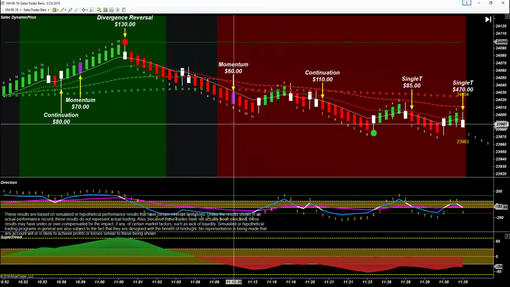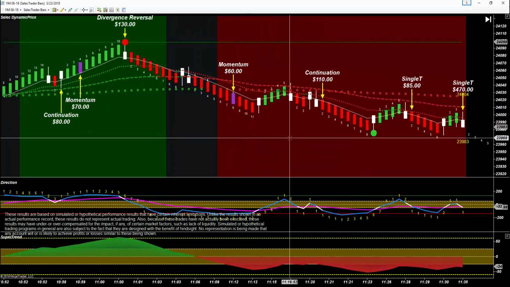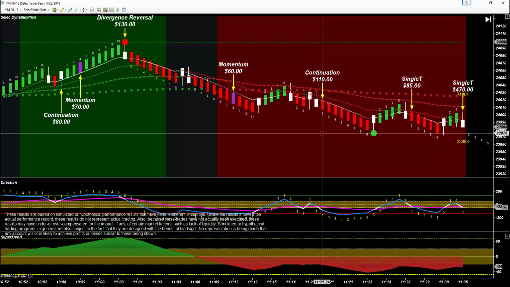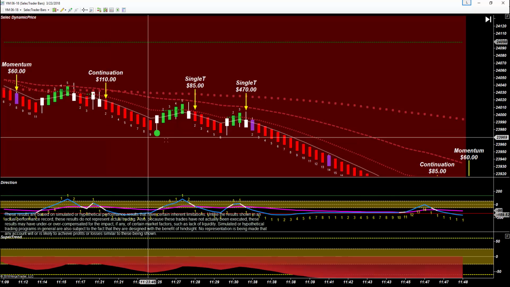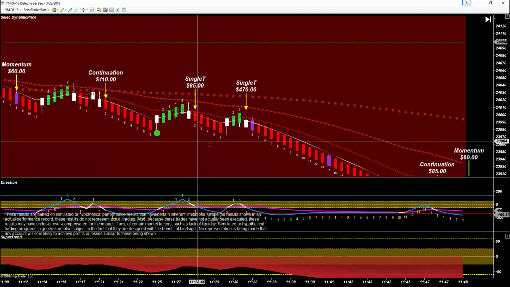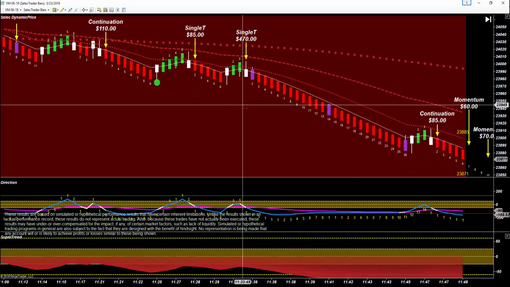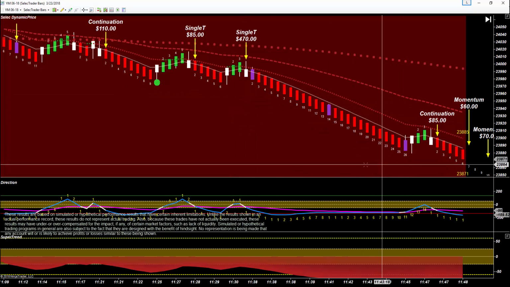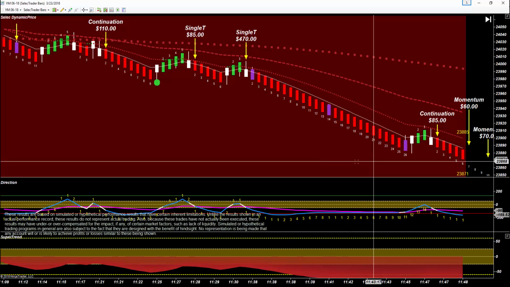A quick momentum trade for profit target at 1112, followed by a continuation short at 1121. And back-to-back single T's, the first one just hitting profit target, grabbing an extra tick, and the second one grabbing this very large run, one of the longest runs of the day we are able to take part of.